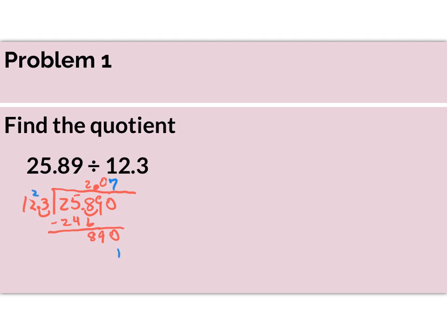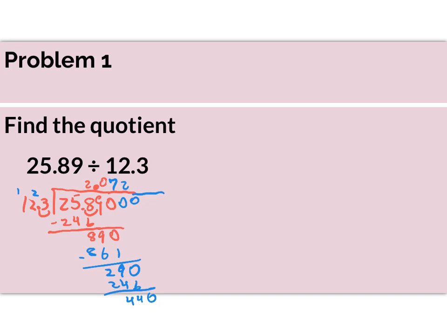7 times 3 is 21, carry the 2. 7 times 2 is 14, plus 2 is 16. I just thought of that. 7 times 1 is 7, plus 1 is 8. Subtracting, we get 29. I'm going to do that twice again. We know that 2 times 123 is 246. Subtracting, we get 44. Add a 0, 440.